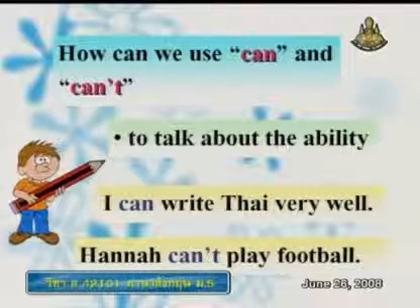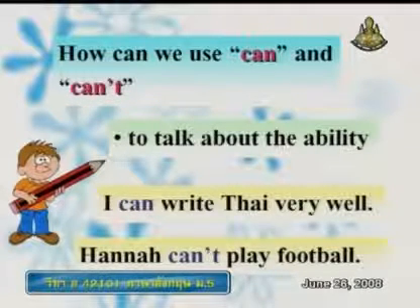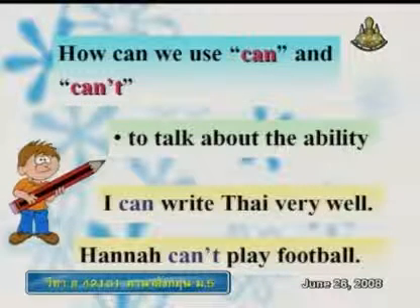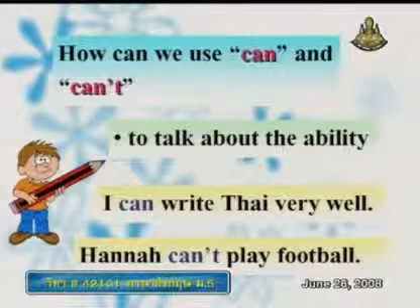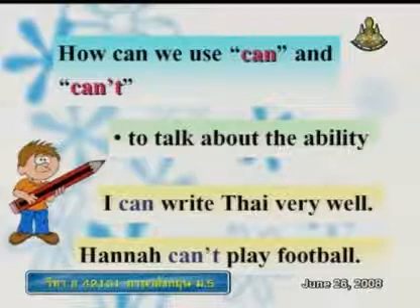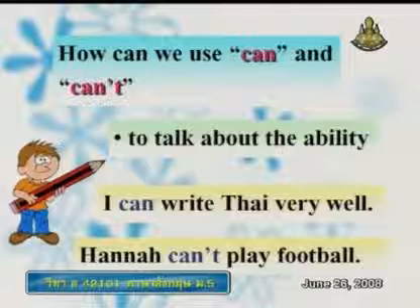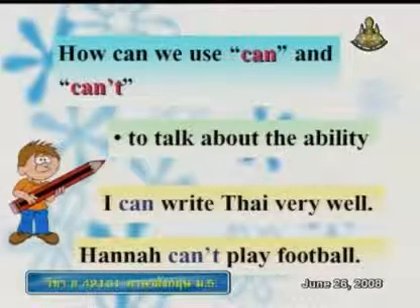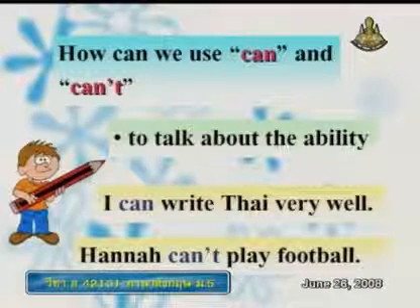Next one. You read it. Hana. Is this the name? Hannah can't play football. Hannah can't play football. It also tells about ability: Hannah cannot play football.